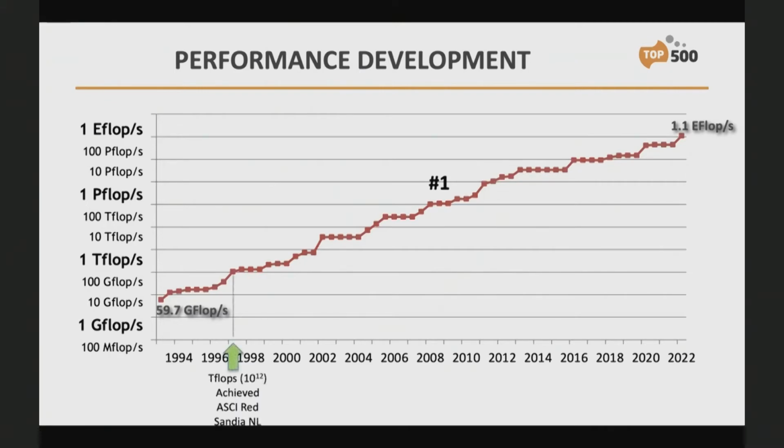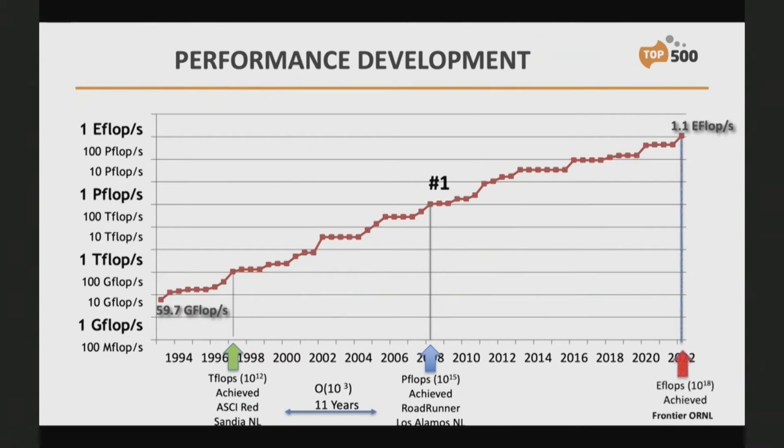We reached a threshold of a teraflop back in 1997, and that was at Sandia National Lab in a machine called the ASCI Red. If we go ahead 11 years, we go through 3 orders of magnitude, reaching a petaflop, 10 to the 15 floating point operations per second. And that was at a machine at Los Alamos National Lab called the Roadrunner.